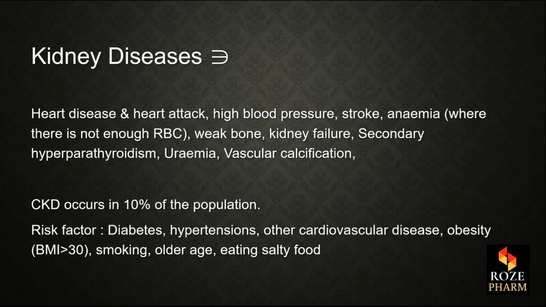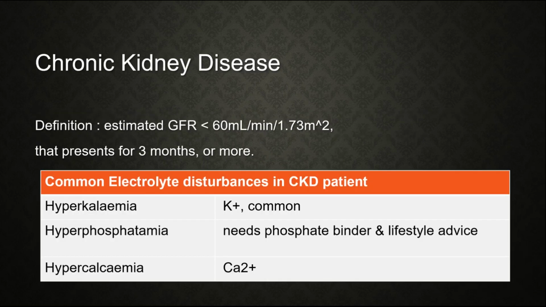Kidney diseases include heart disease, heart attack, high blood pressure, stroke, anemia, where there are not enough red blood cells, weak bone, kidney failure, secondary hyperparathyroidism, uremia, and vascular calcification. Chronic kidney disease occurs in 10% of the population, and the risk factors are diabetes, hypertension, other cardio disease, obesity, which is BMI over 30, smoking, older age, and eating salty food.